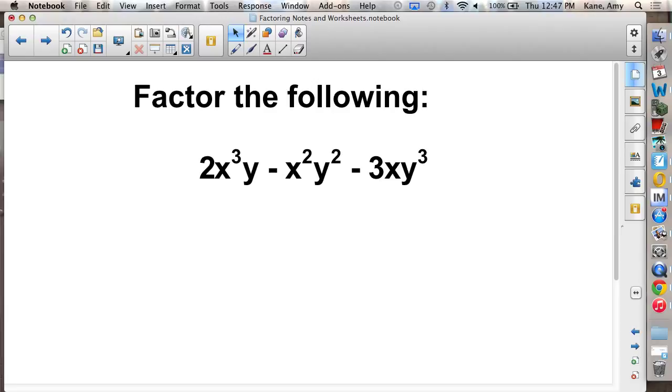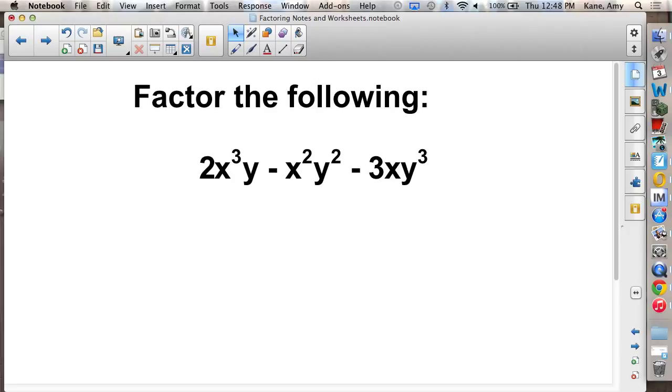So we have 2x cubed y minus x squared y squared, and then minus 3xy cubed. There are definitely cube terms in here, but it's not a difference of 2 cubes. So we can't use the sum or difference formula for cubes, because you are only allowed to have a first term cubed and a last term cubed to use that formula.